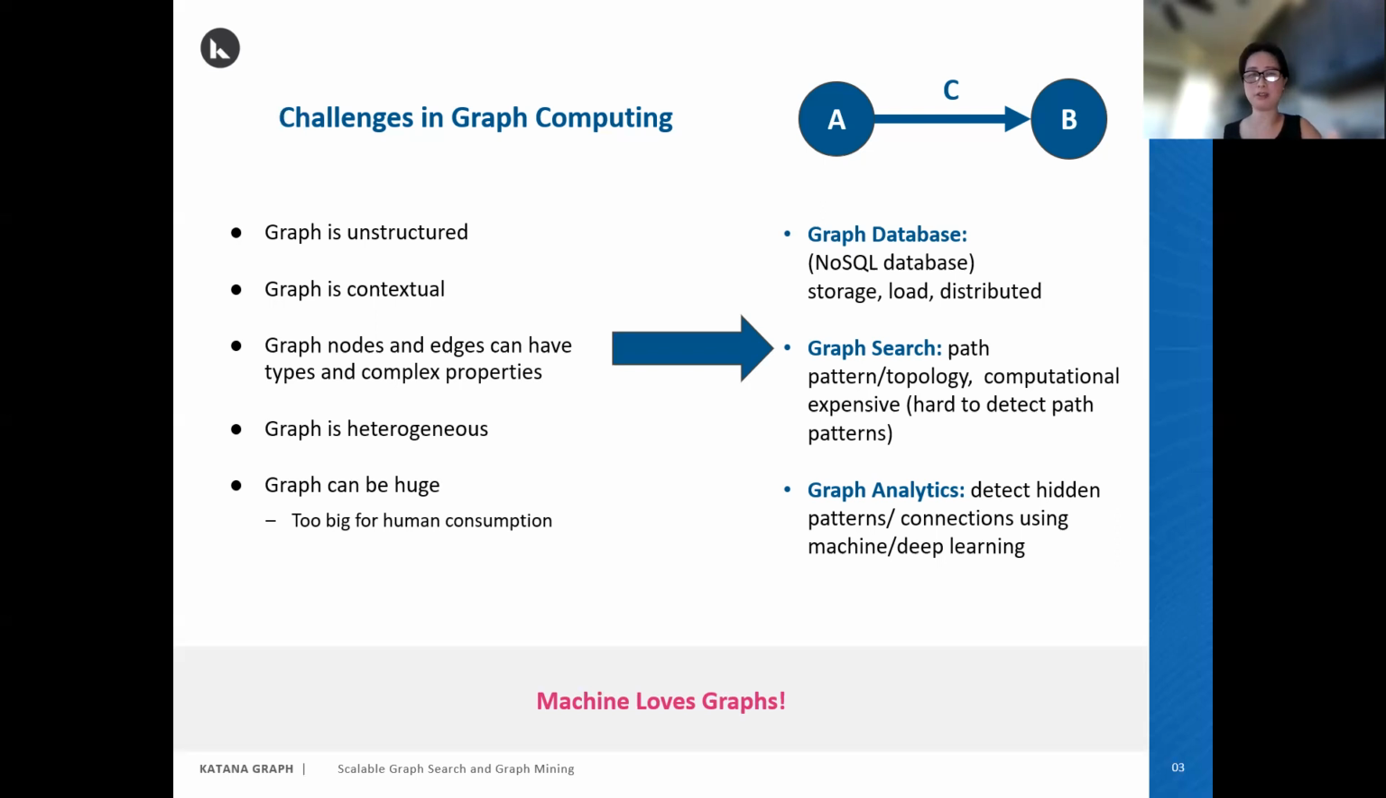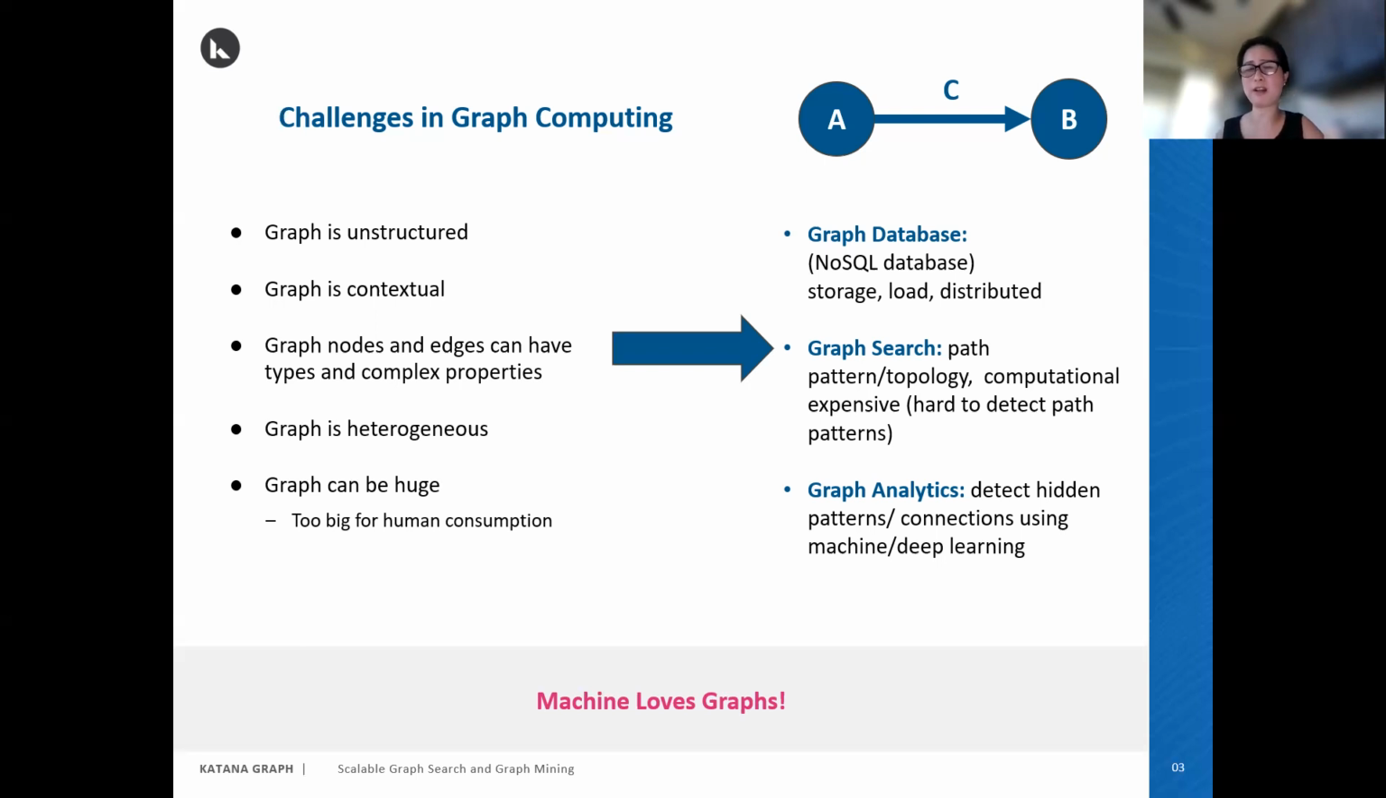Of course, there are solutions for graph computing for these challenges. For instance, graph databases, which are NoSQL databases. There are a lot of graph database vendors. With a graph database, you can store your graph, load your graph, and do graph search. For instance, you can write a SPARQL query or an OpenCypher query to search the graph. But graph search queries are actually based on path patterns.